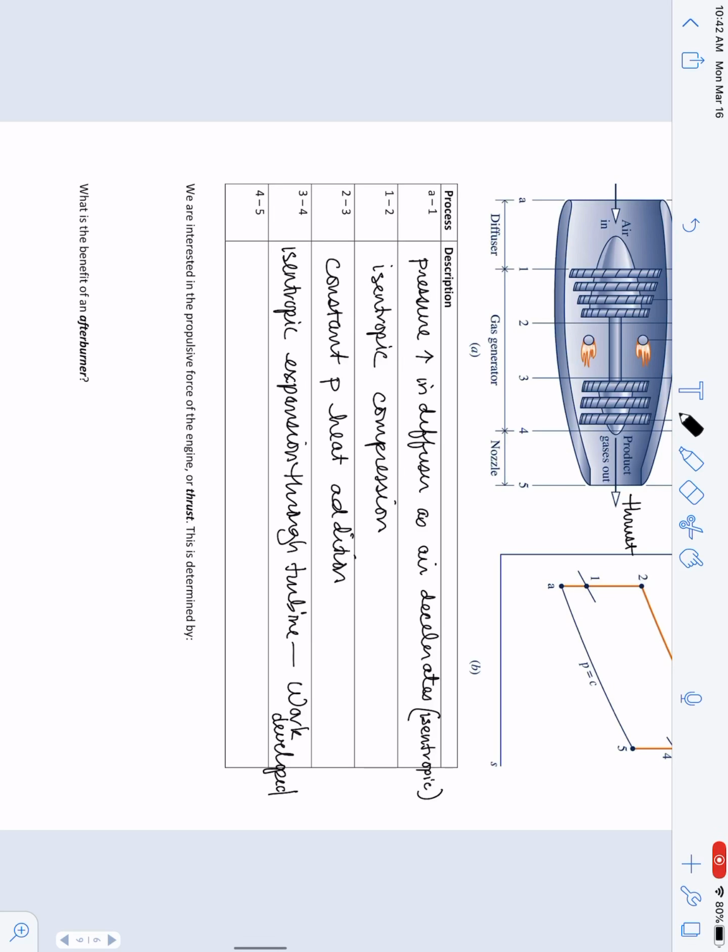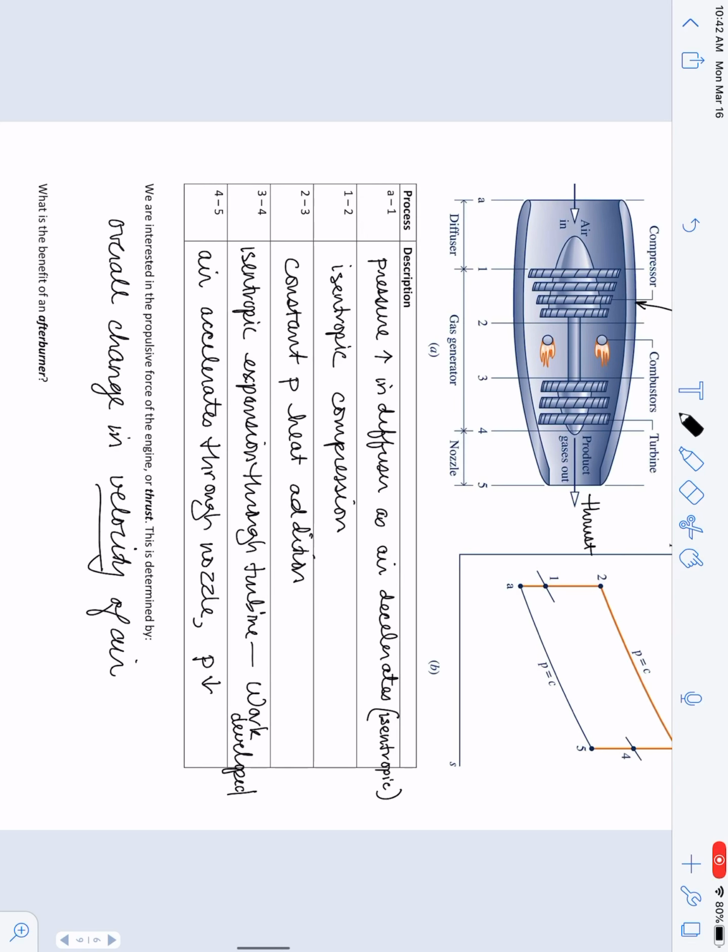And then from 4 to 5, which is the nozzle, the air accelerates and the pressure decreases going there. So for thrust, this is the overall change in velocity of the air. And so that's a completely different situation than we've been dealing with. I just wanted to introduce you to it.